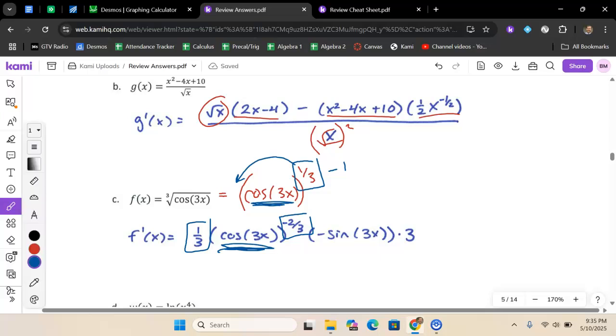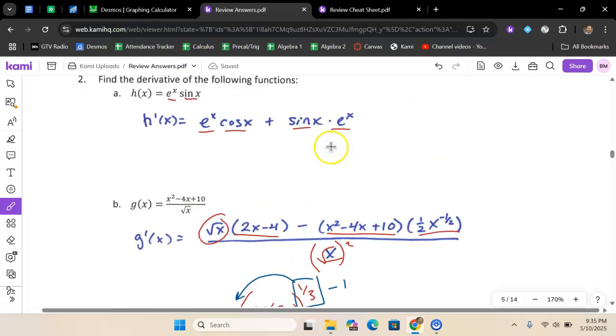Then I go to the next insidemost function, which would be the cosine part of that. The derivative of that is negative sine, but the inside part stays the same. And then the last part would be the derivative of 3x, which is just 3. So that's a double chain rule.